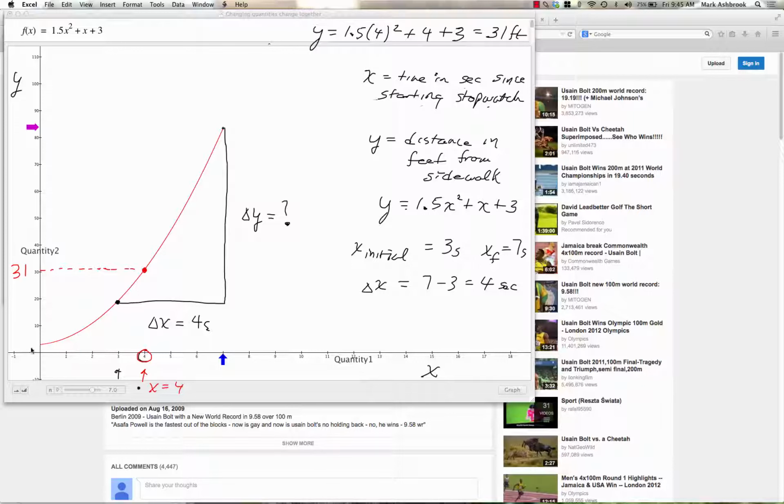Which we already decided we don't find that by plugging 4 in, because plugging 4 in means 4 seconds from when we started the stopwatch, how far are we from the sidewalk? Totally different than the change in distance over this 4-second period.